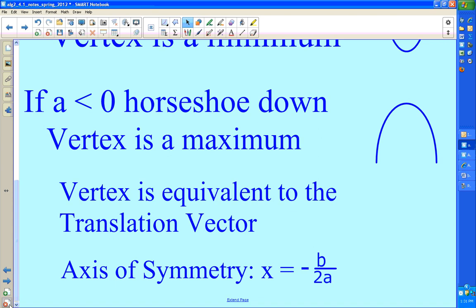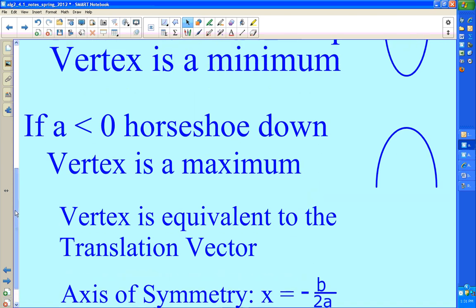On the test, there is a section where I say, here's the equation, what is the vertex, what are the x-intercepts, and what is the axis of symmetry. Some of you are going to write down the axis of symmetry as 2, or 7, or 9, or negative 4. It can't be. It has to be an equation. And it's always x equals opposite of b over 2a.